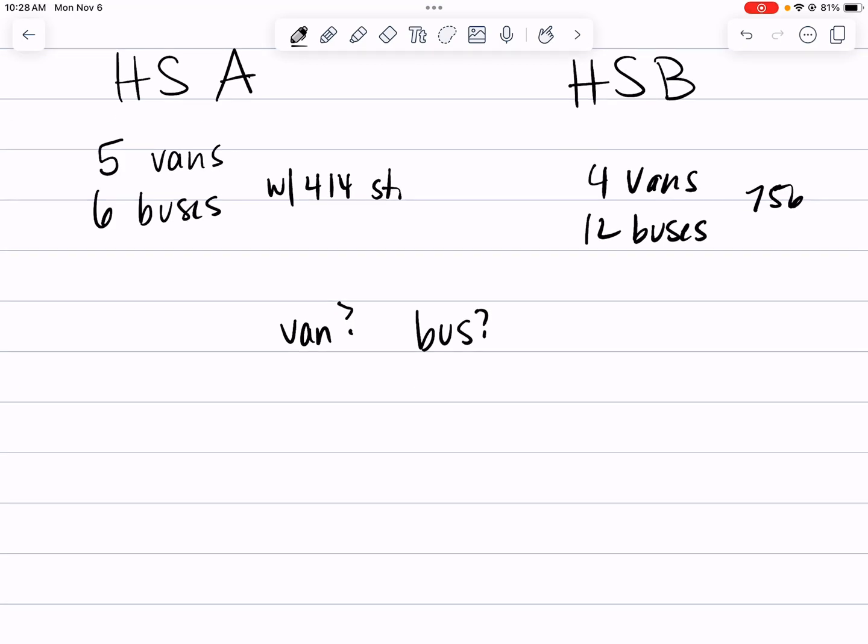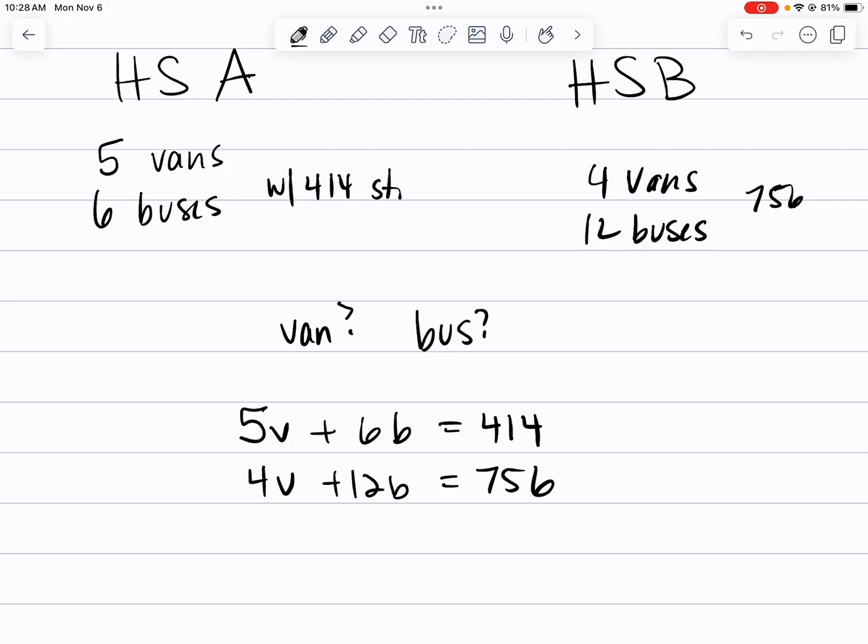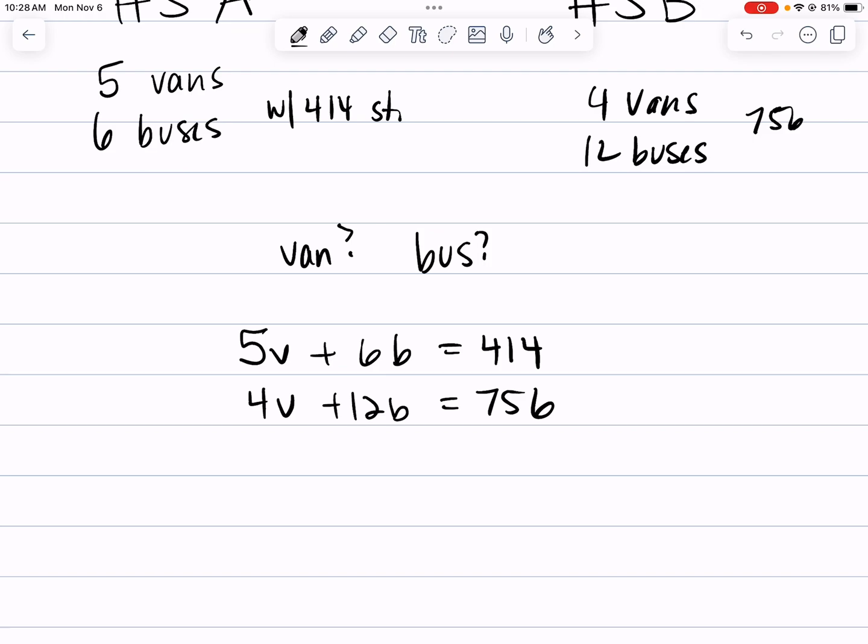This is a very basic example where you can see the connection right away. It might be 5V plus 6B equals 414, and then 4V plus 12B equals 756. Then you can use your methods of solving this system, which might be elimination or graphing. I'm not going to go through that; if you need help with it, you should go back and watch those videos.